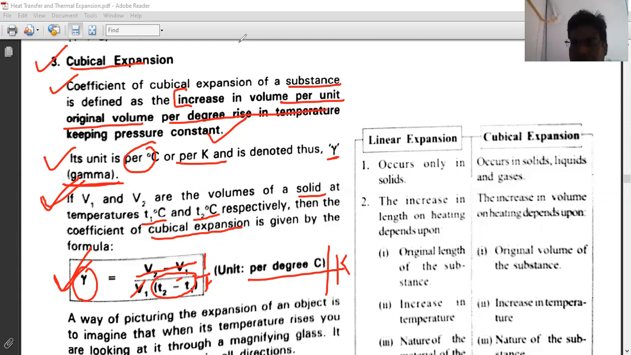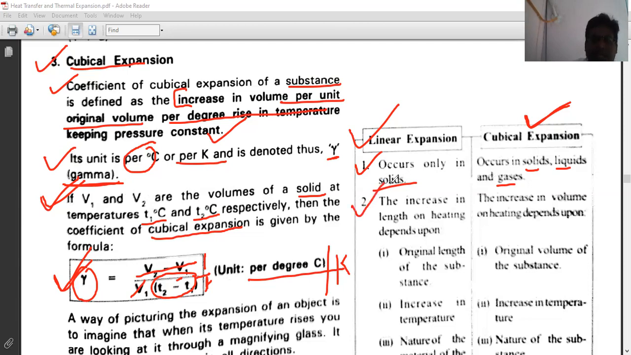So now we will study the difference between cubical expansion and linear expansion. First is linear expansion. It occurs in solid only. So linear expansion is shown by only solid particles, right? And cubical expansion is shown by solid, liquid and gas. So cubical expansion is applicable for all these three categories like solid, liquid and gases. But linear expansion is only applicable to solid particles.